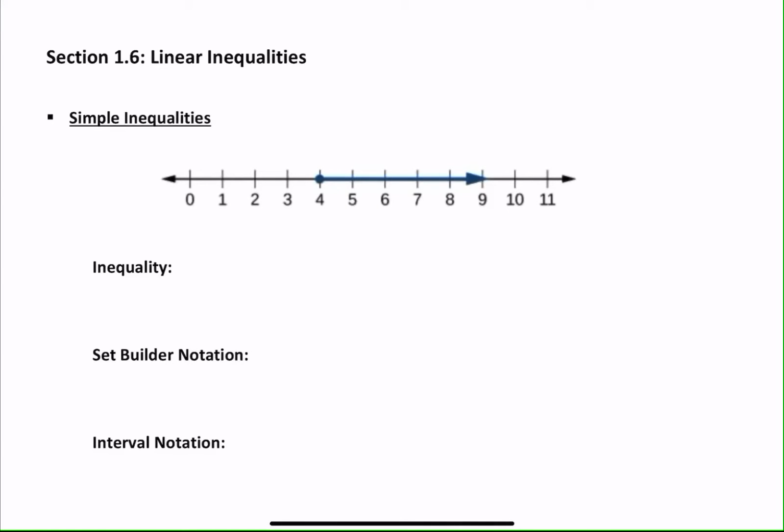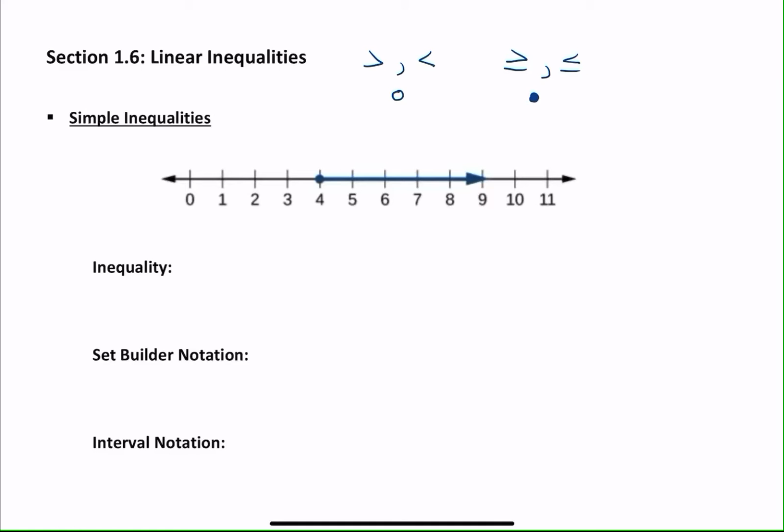In this section, we're going to deal with linear inequalities. Just a little refresher. Remember that if it's strictly greater than or less than, that means the number is not included. And when you see that on the number line, it has an open circle. If you have greater than or equal to or less than or equal to, it's going to have a closed circle to show that that number is included.